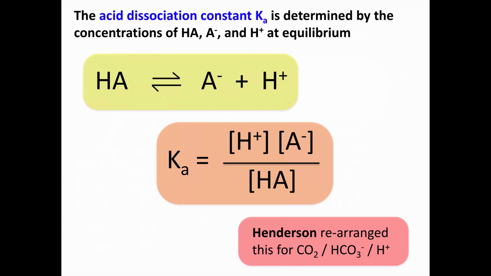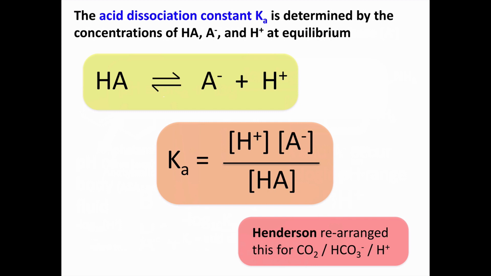Ka, the acid dissociation constant, is determined by the concentrations of HA, A-, and H+ at equilibrium. These concentrations can be measured experimentally and the value for Ka defined for a given acid. Like any chemical dissociation constant, the Ka is equal to the concentrations of the products multiplied together divided by the concentration of the starting chemical.